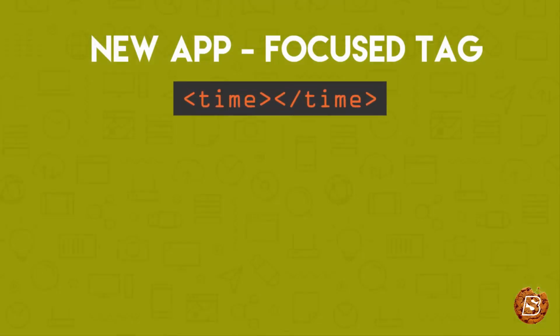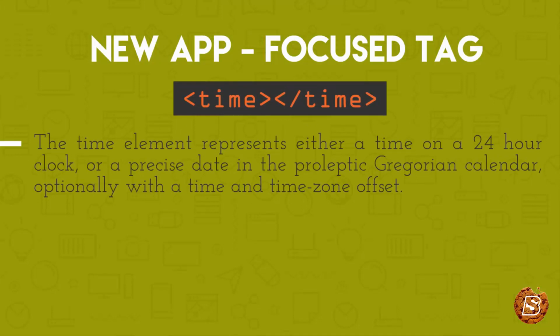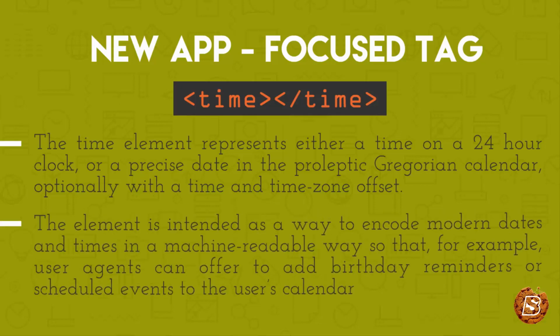Then we have the time tag. Now the time element represents either a time on a 24-hour clock or a precise date in the proleptic Gregorian calendar, optionally with the time and time zone offset. The element is intended as a way to encode modern dates and times in a machine-readable way, so that, for example, user agents can offer to add birthday reminders or schedule events to the user's calendar.